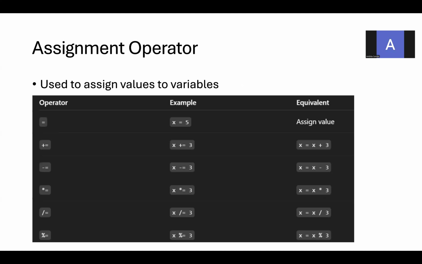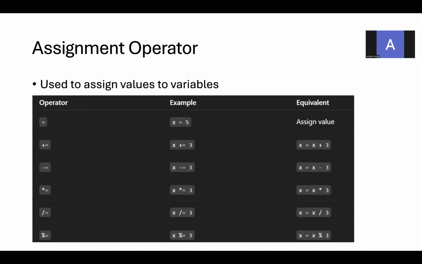Assignment operator. It is used to assign values to variables. x equal to y, x plus equal to 3. x plus equal to 3 means x equals x plus 3. x minus equal to 3 means x equals x minus 3. You are going to decrement the value. You are going to increment the value.